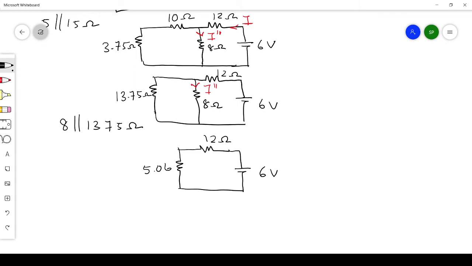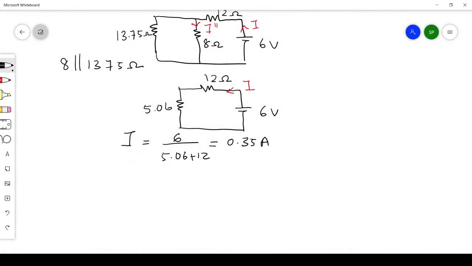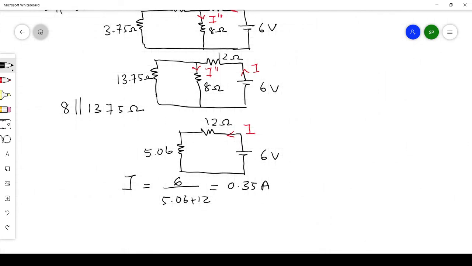You can just see, now here, this one is our total current I. Okay, so how will you find this current I? I is nothing but the total voltage divided by the total resistance, that is 5.06 plus 12. So that you will be getting it as 0.35 amperes. Okay, so the total current you got. Now you can apply the current division. Now we have this total current.